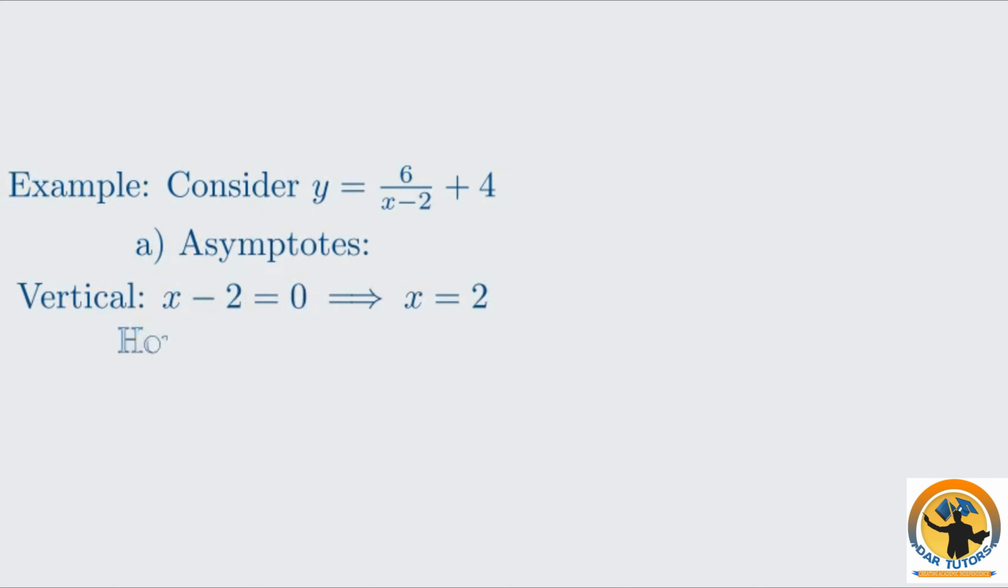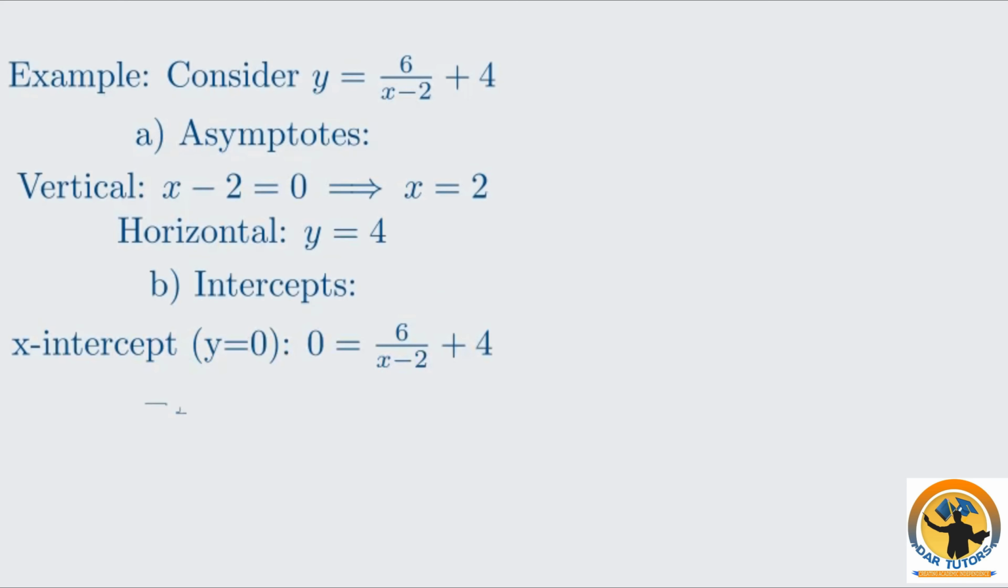Let's work through a complete example of analyzing and sketching a rational function. Consider the function y equals 6 over x minus 2 plus 4. We'll find its asymptotes, intercepts, and sketch the graph. First, the asymptotes. The vertical asymptote occurs when the denominator is 0, so x minus 2 equals 0, which means x equals 2. The horizontal asymptote is determined by the constant term added to the fraction, which is y equals 4.